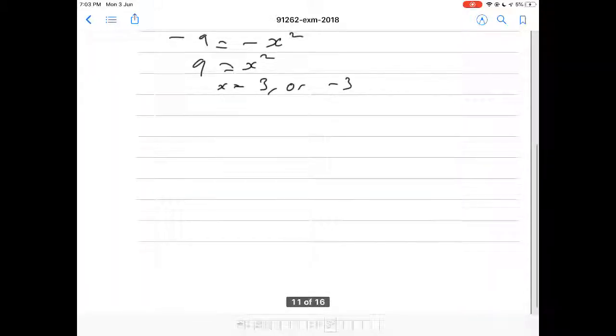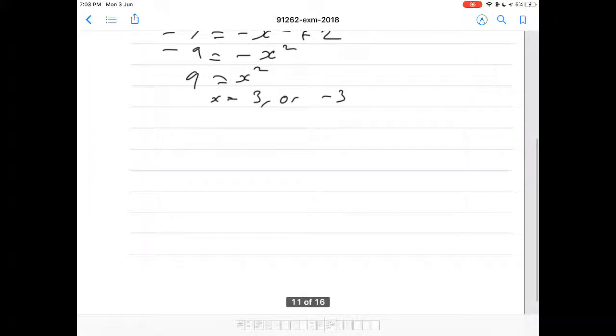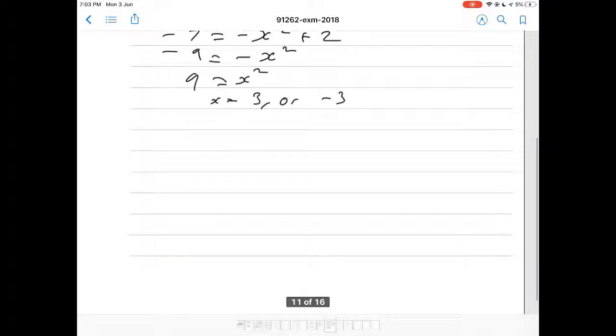So we're going to find... okay, so we have 3 or negative 3, but one of these solutions is not possible. Sorry, just hold up.